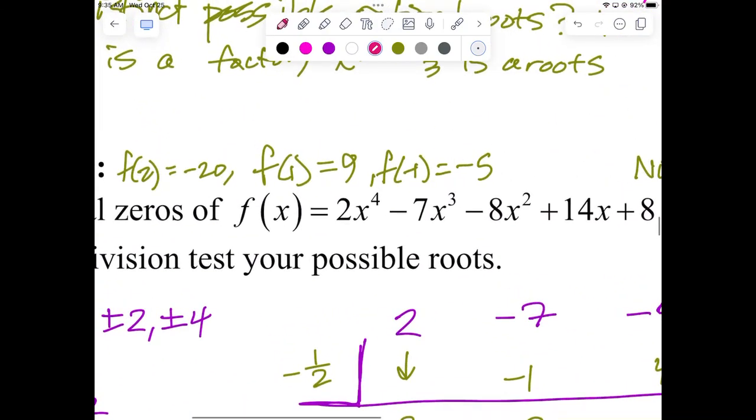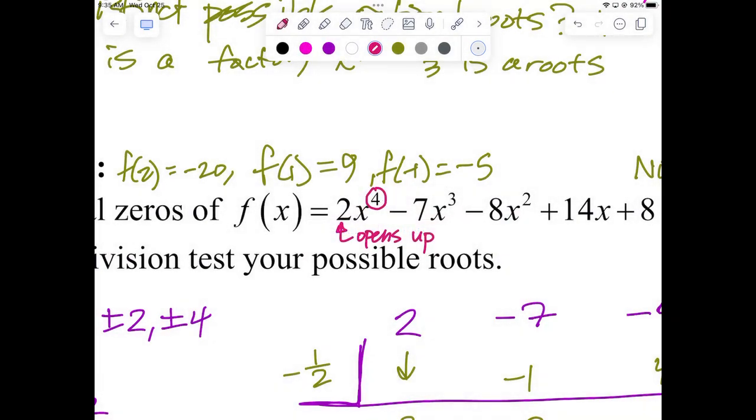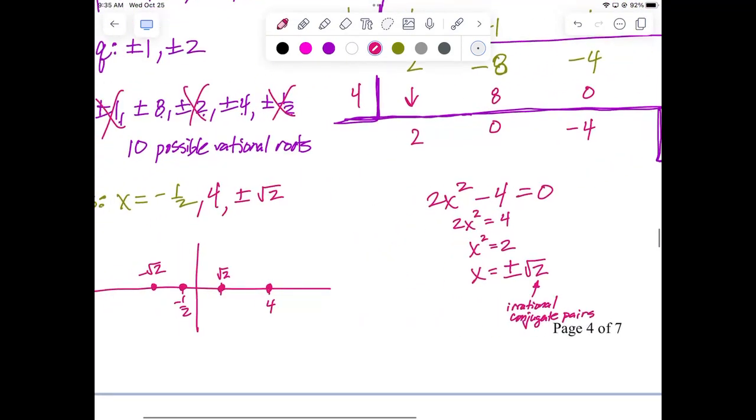Now, because it's a 4th degree polynomial, I know it has the same end behavior. The leading coefficient is positive, so you can do it a little bit more quickly. Does it open up or open down? It opens up, right? Whenever it's an even degree polynomial, you can always think about it opening up or opening down because it's the same end behavior. And if it's positive, it opens up. So both end behaviors are positive. So it's top in, top out.